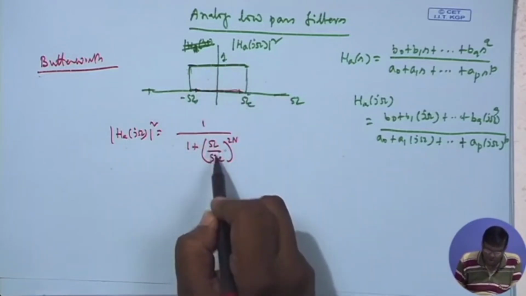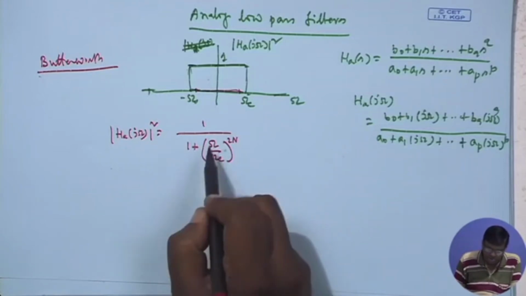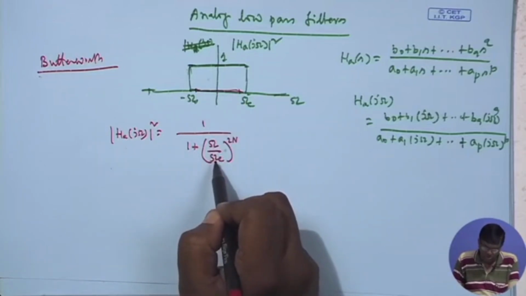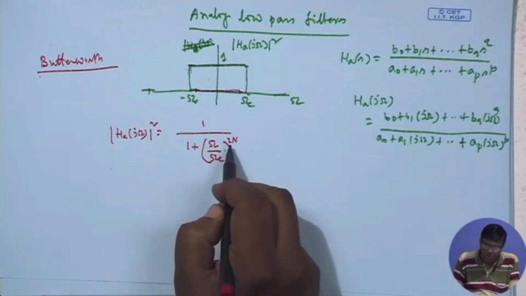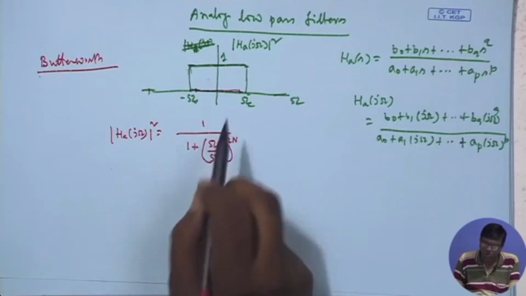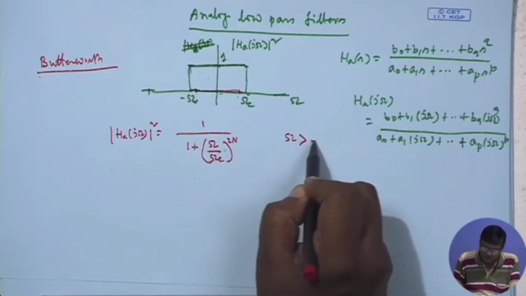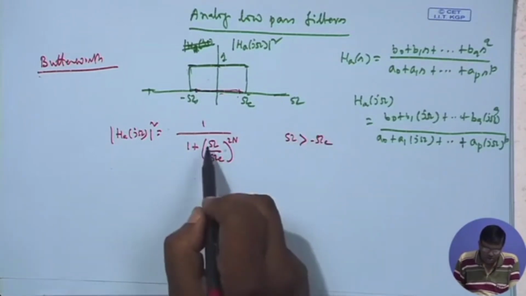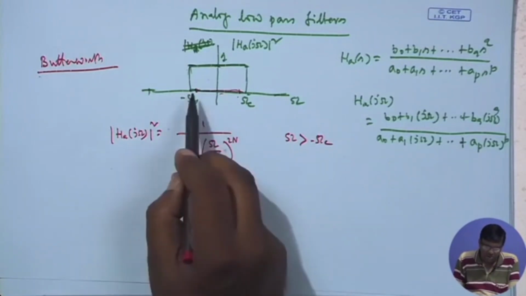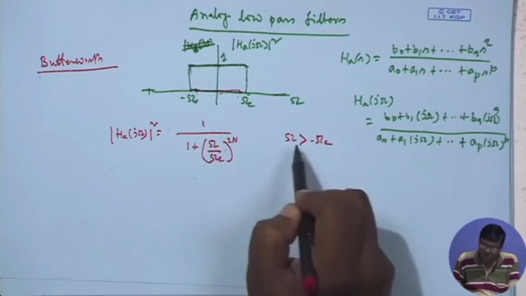On the other hand, if omega crosses omega c, then its value, if omega is less than omega c, we know its value is less than 1. I repeat it. So, that raised to the power 2n will be much less than 1. So, you can ignore that as compared to 1. So, 1 by 1, 1 this side. On this side, if omega is greater than minus omega c, so omega by omega c on this side, omega is negative. So, this ratio will be negative, but its magnitude will be less than 1 if this happens.